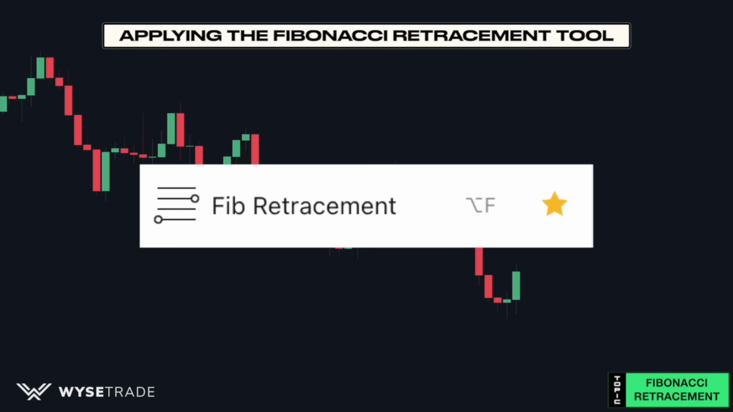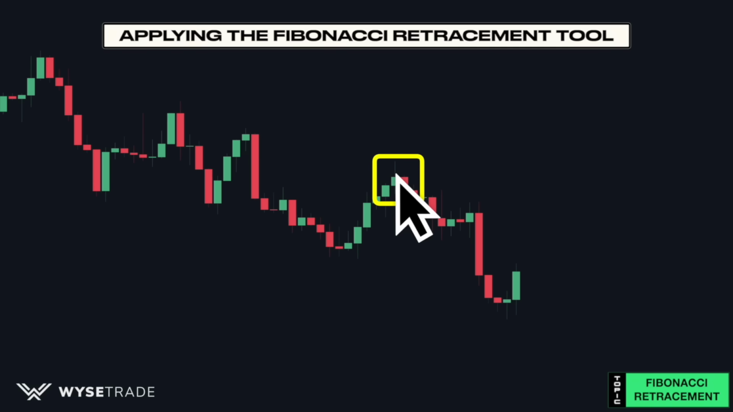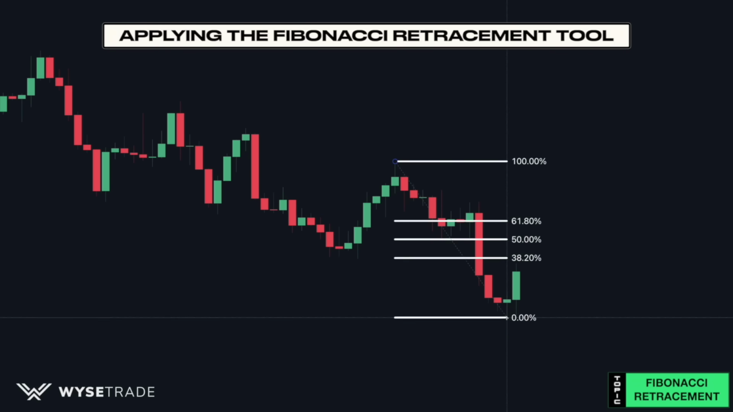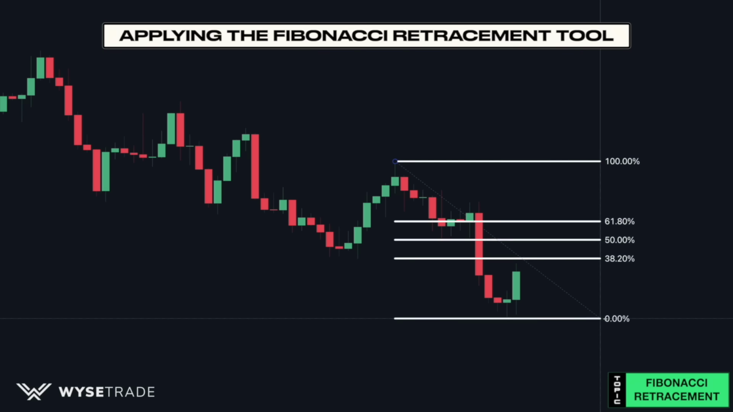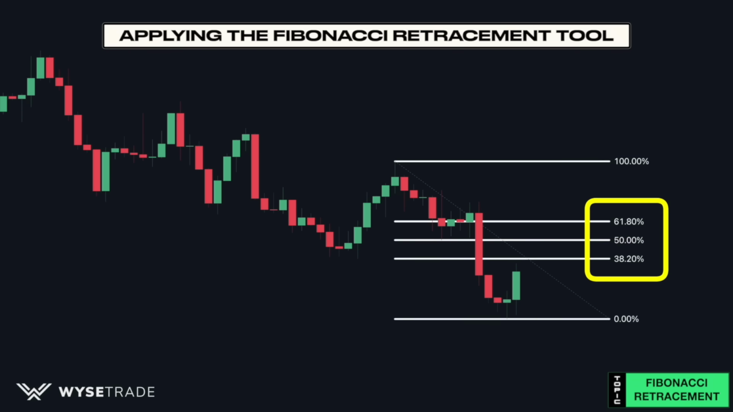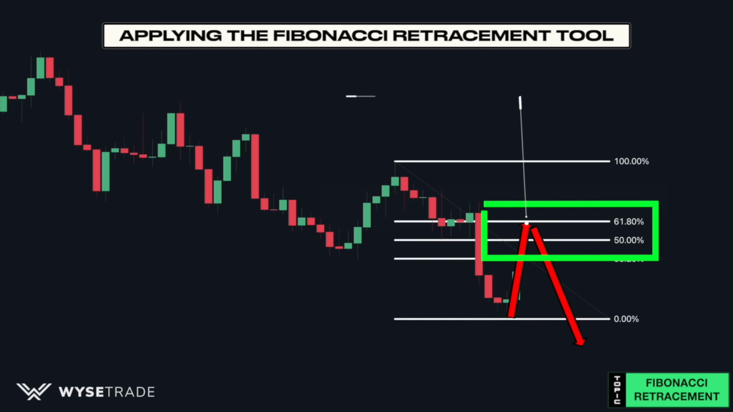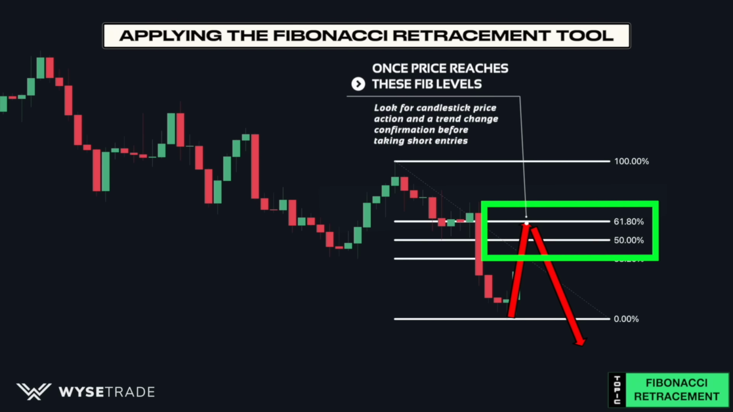So you take your Fibonacci tool, click at the recent swing high here, drag it down to the recent swing low, and then move it a bit to the right so that it stretches out, and then click again to lock it in. Your Fibonacci levels are here to the right. So once price reaches any of these Fibonacci levels, you would look for candlestick price action followed by a trend change confirmation before taking a short entry.